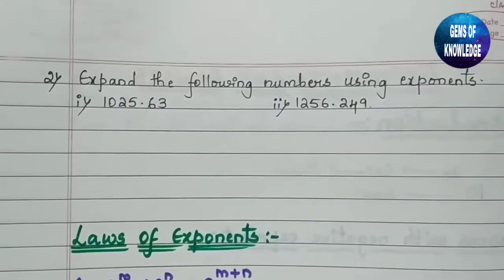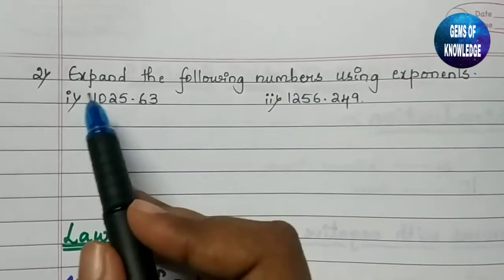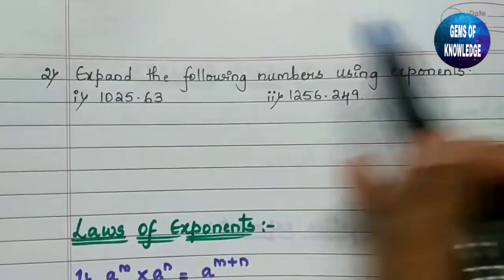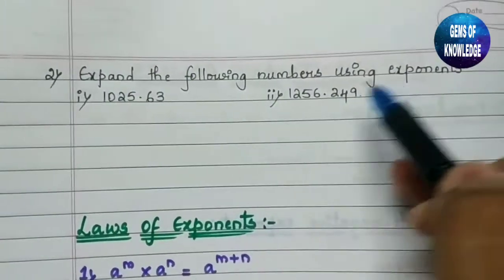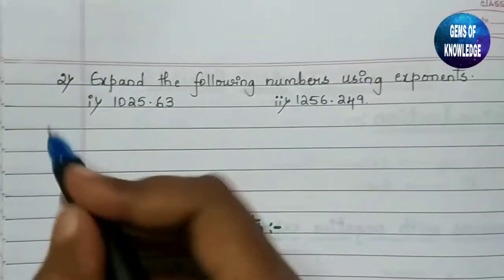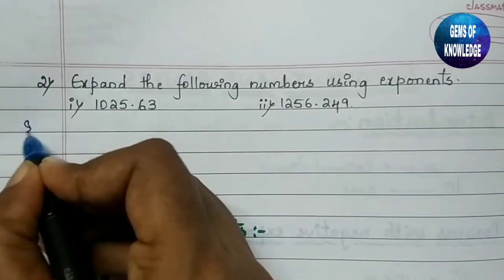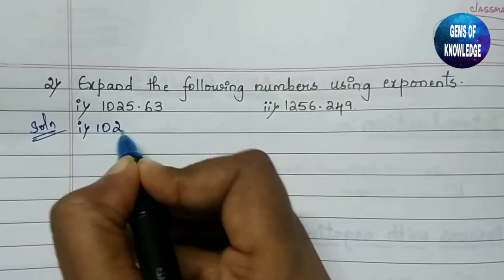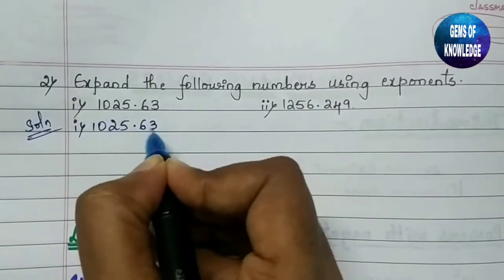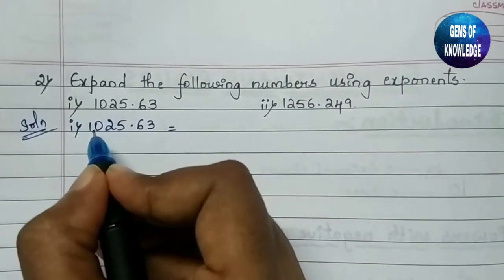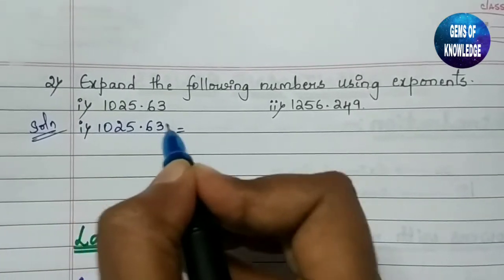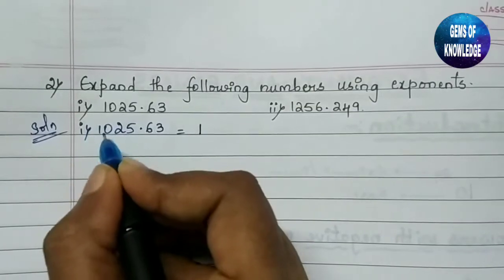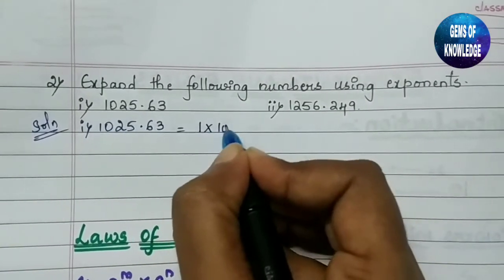Okay. So next, the second question. The second question was given as: expand the following numbers using exponents. So we need to use exponents here and expand the following numbers. The first one is 1025.63. We can write it as 1 into 1000.